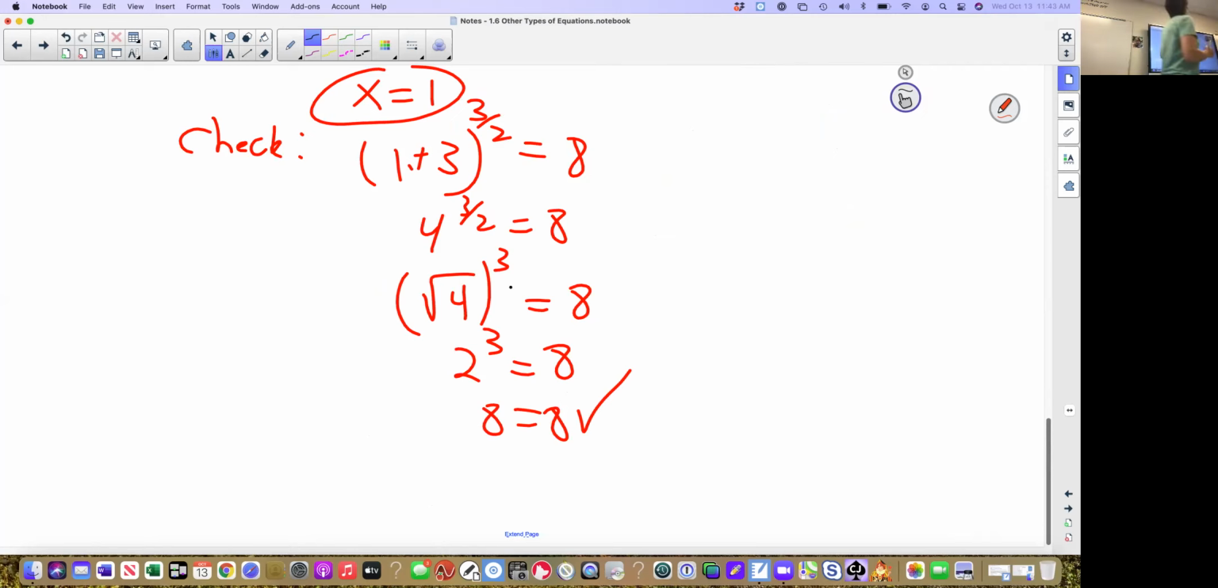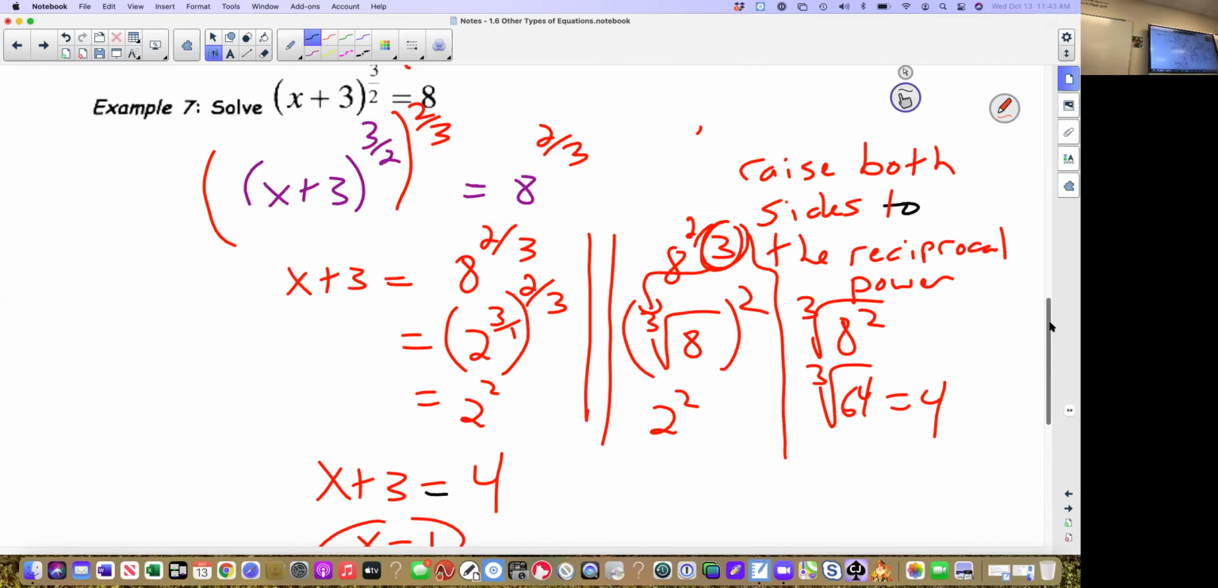Okay, but the main idea here is if you want to undo something to a fractional power, raise both sides to the reciprocal power. Okay, questions? Okay, nice. All right, let's go on to the next page.